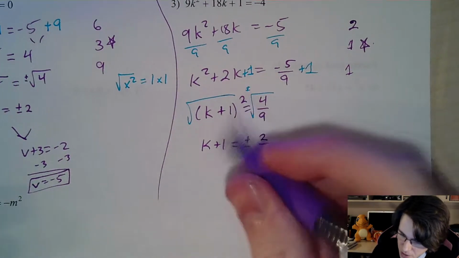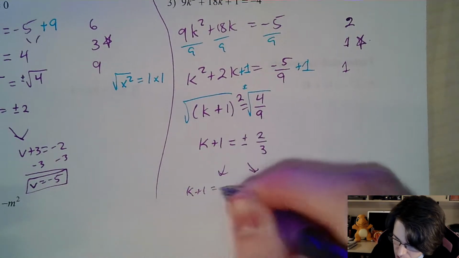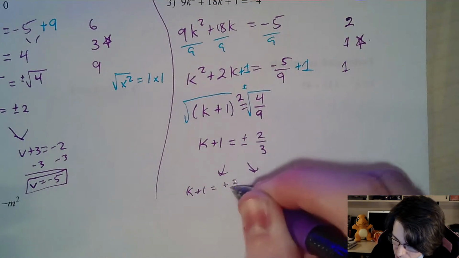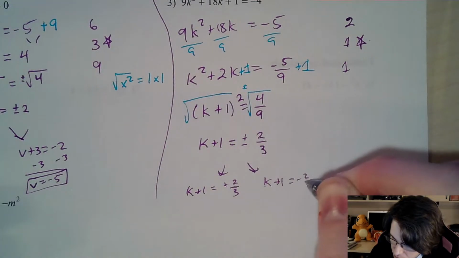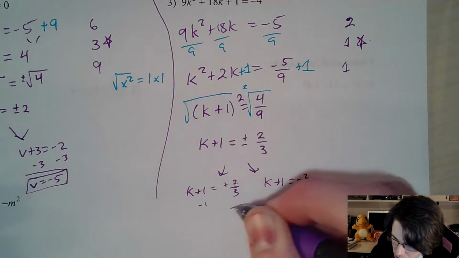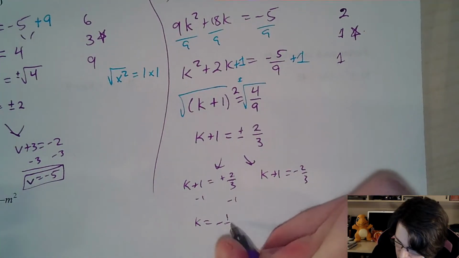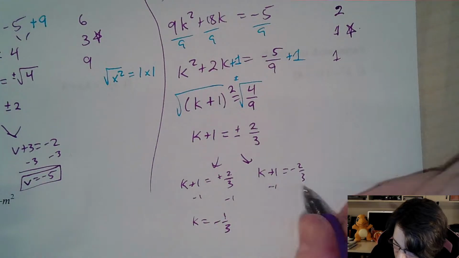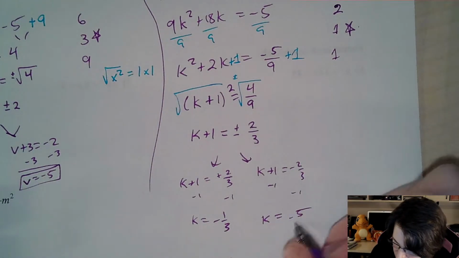To finish the question off, we need to split it into 2 separate problems. So we have k plus 1 is equal to positive 2/3. You didn't need to write the plus sign there. And k plus 1 is equal to negative 2/3. Subtract 1 on both sides. And again, use that calculator button. I don't need to show you how to use it one more time. You'll get negative 1/3. And again, subtract 1 on both sides. And if you use your calculator correctly for it, you'll get negative 5 over 3.